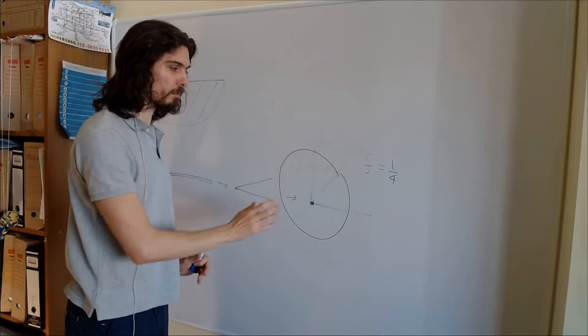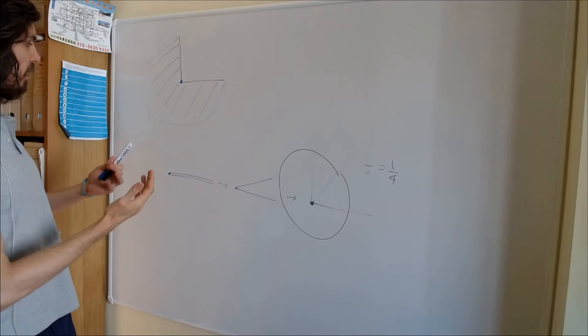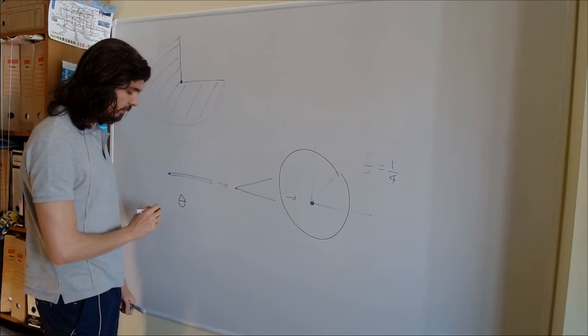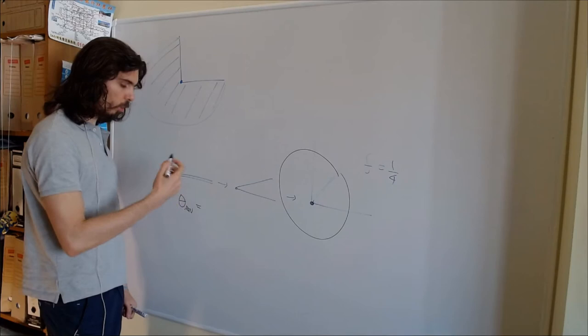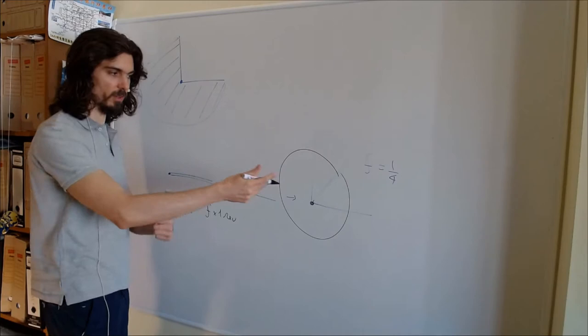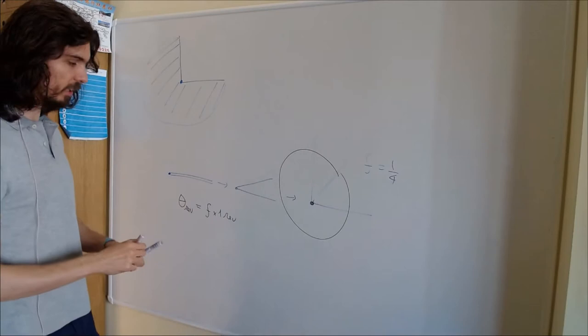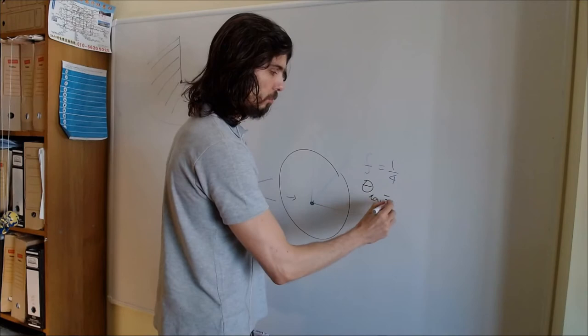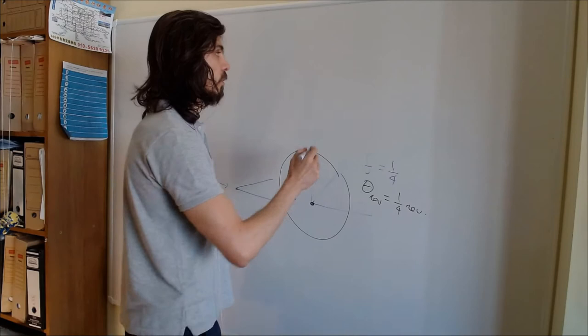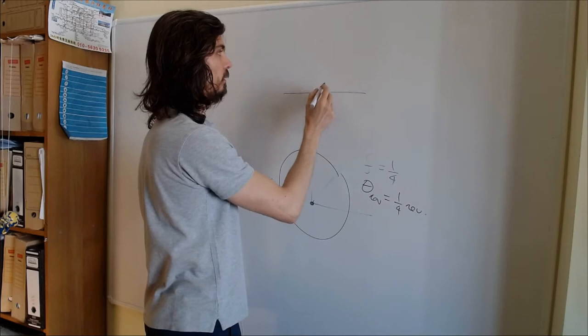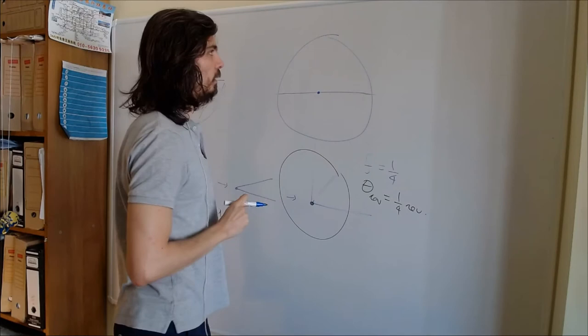Okay? So this leads us to introduce an angle measurement. The angle measurement, let's call it theta. Theta measured in revolutions will be f times one revolution. One revolution means you rotate entirely. Okay? One complete revolution. From this definition, let's give examples. Here we have 1/4, so theta is 1/4 of a revolution. If you have it like this, you have the circle.